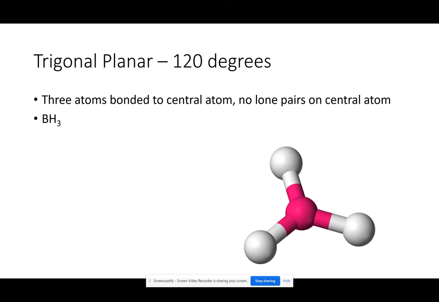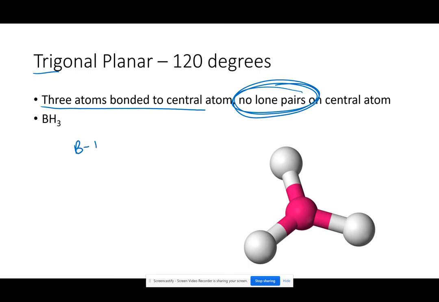If we have three things bonded to the central atom, that's going to be one of our trigonals, because tri means three. So with three atoms bonded to the central atom, trigonal planar is a flat triangle. A plane is a flat thing, right? So there are three atoms bonded to the central atom, and there are no lone pairs on that central atom. So something like BH3 is going to be trigonal planar.